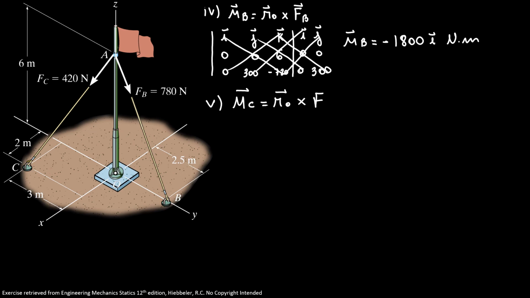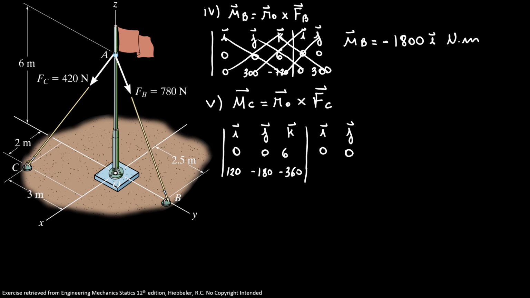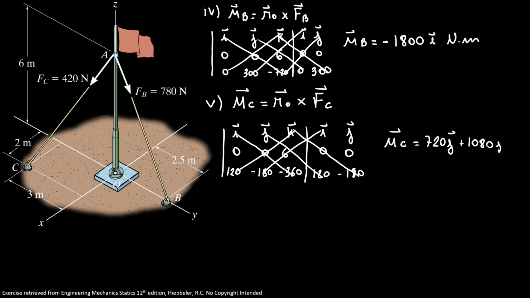Now the next step is find the moment about O that my force C produced. So the cross product of RO and my force C. Again, my matrix i, j, and k. Here I have 0, 0, 6 because the same distance. Now my vector is different. I have 120i minus 180j minus 360k. We're gonna have my moment in C is equal to 720j plus 1080i newton meter.